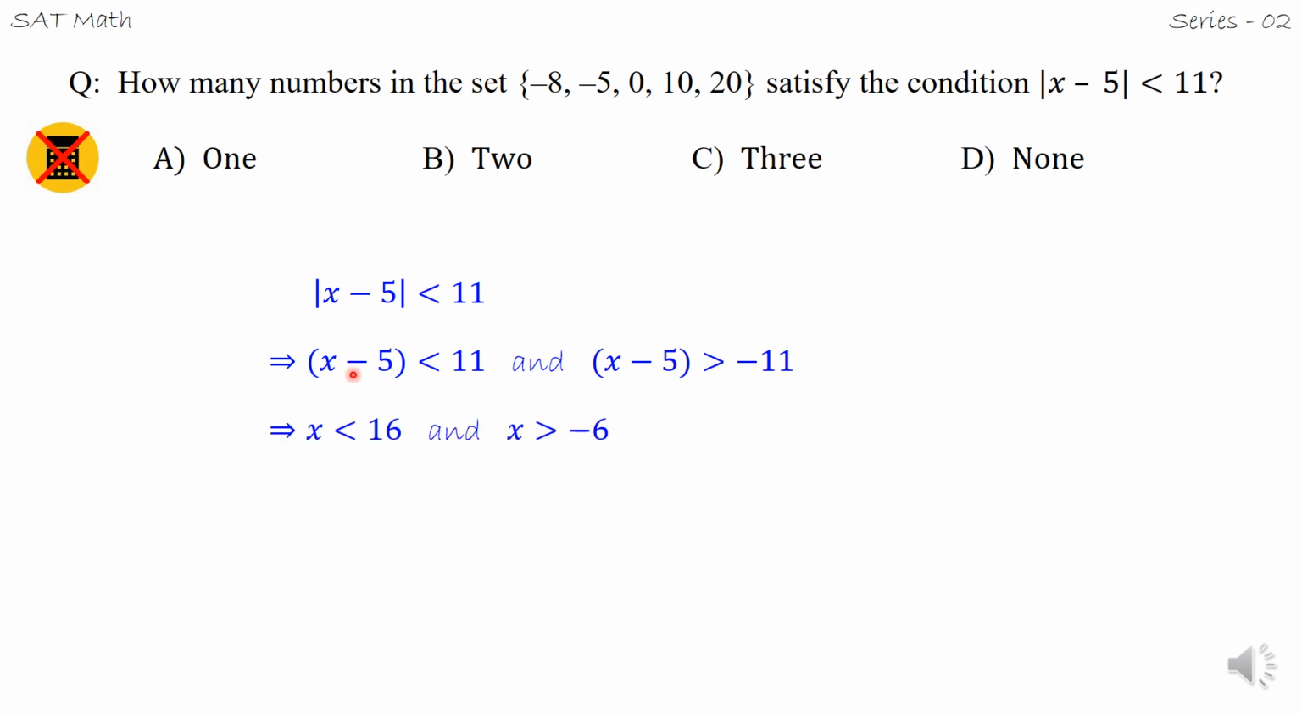Okay, so from the first one we know that x is less than 16, and from the second one x is greater than -6. So x less than 16 means all these numbers, and x greater than -6 means it's from here. So the intersection of these two sets means -5, 0, 10. So that means there are 3 numbers in the set. So option C.